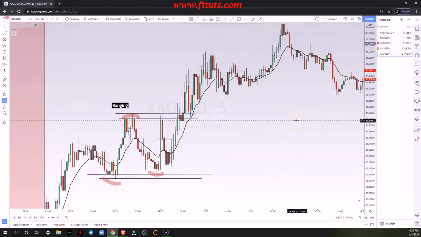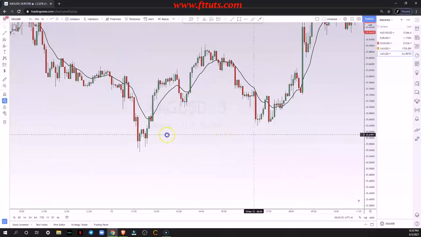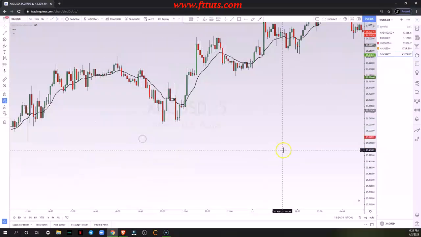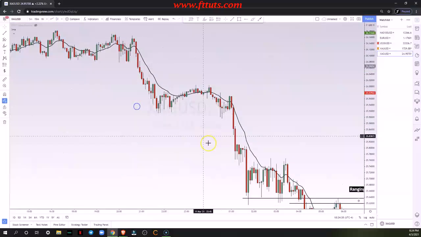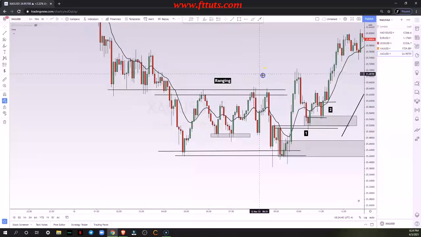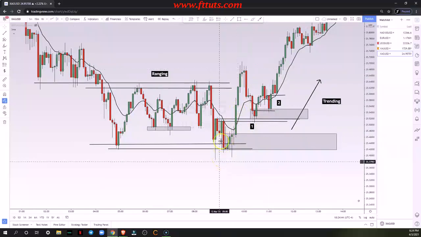I hope that this helped you to spot ranging markets. We need 3 touches on the extremes, and for trending markets, we love the first and second pullback. It's very common sense. We still take our trades at key levels no matter what. Key levels are everything.